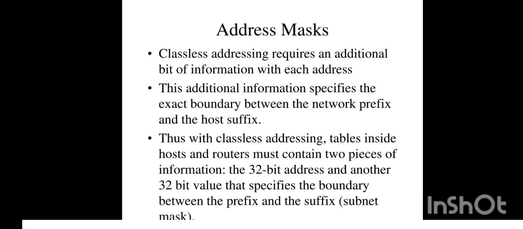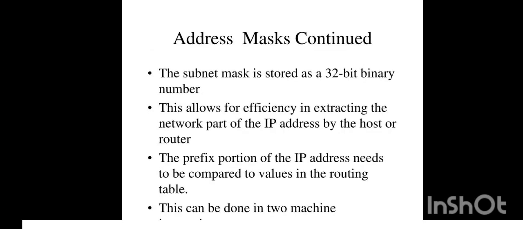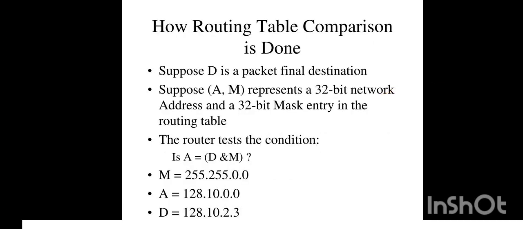In classless addressing, the routers must contain 2 pieces of information. One, the 32-bit address. The other is the 32-bit value that specifies the boundary between prefix and suffix. So the subnet mask is stored as a 32-bit binary number. That increases the efficiency of extracting the IP address by the host or router. The prefix portion of the IP address needs to be compared to the value in the routing table. This can be done in 2 ways. How the routing table comparison works is shown below.